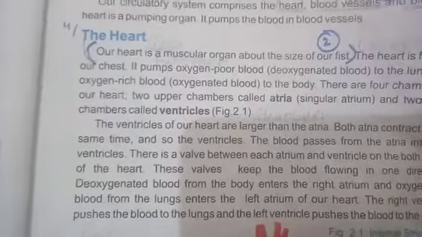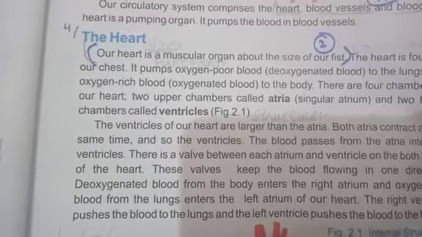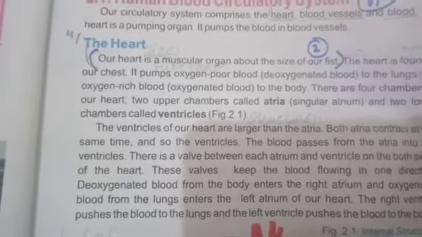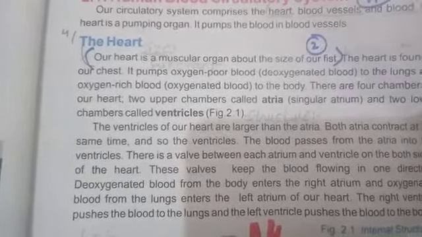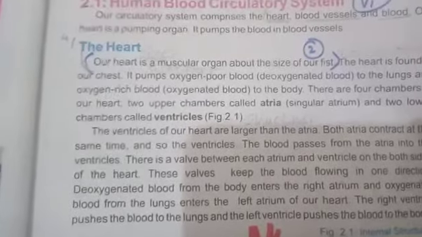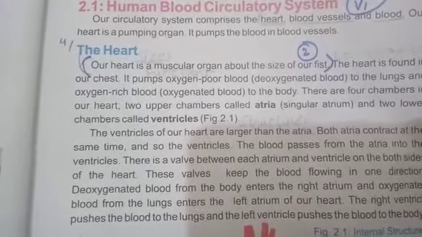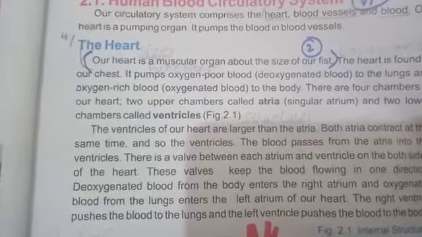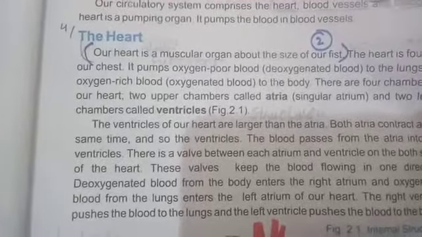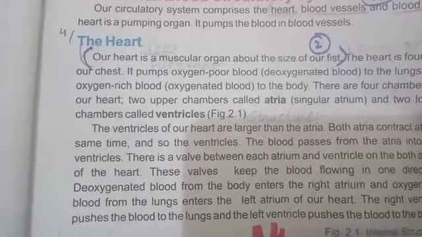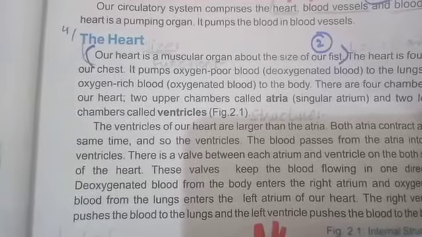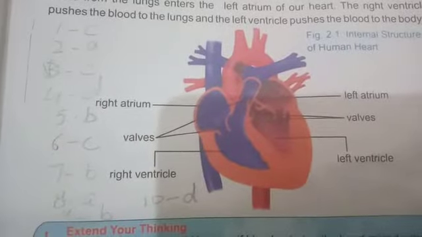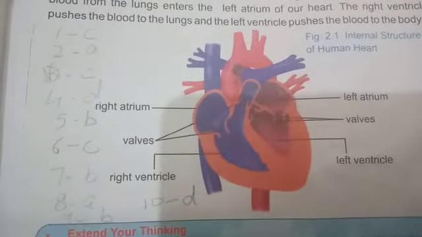There are 4 chambers or parts of the heart: 2 upper chambers called atria and the lower ones called ventricles, which are a little bigger than the atria. Both atria and ventricles contract simultaneously, and blood passes from atria into the ventricle. There is a valve between the atria and ventricle that prevents the backflow of the blood. Here in figure 2.1 you can see the internal structure of human heart.